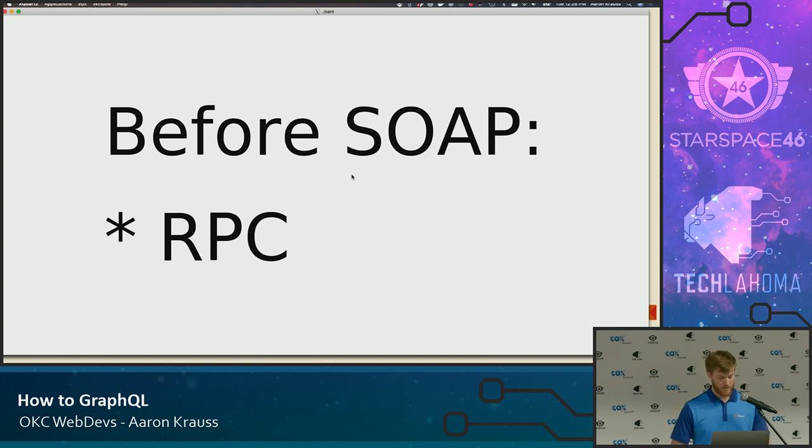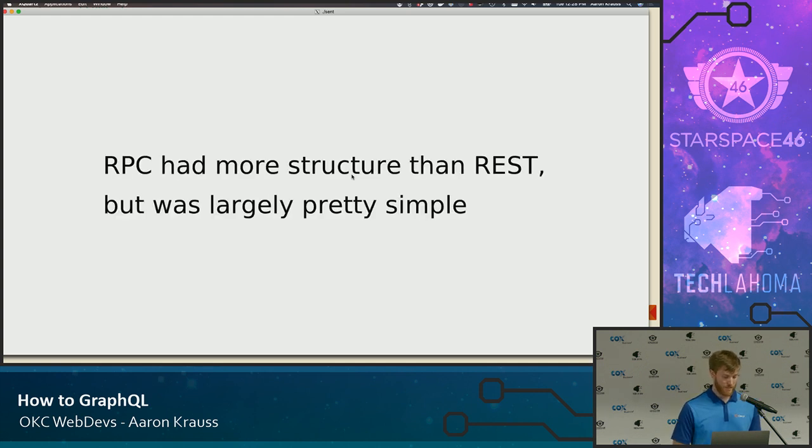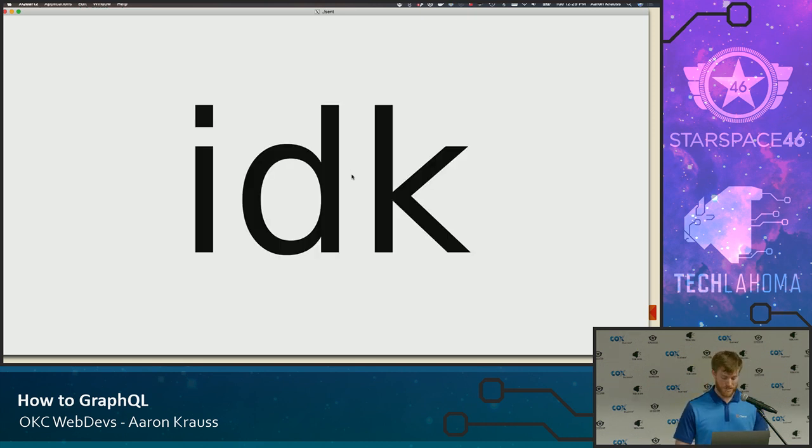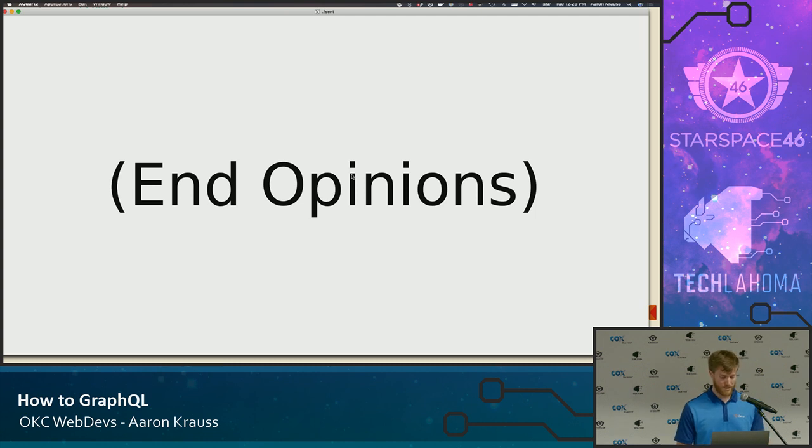I feel like anytime I mention GraphQL and SOAP together, everyone runs away, because it's a pretty bold argument to make. But the end argument is, as I mentioned about RPC, it had a little bit more structure than REST, but it was pretty simple. So will the next thing be a reaction to GraphQL being too complicated, too big of a thing? I don't know. We're probably going to use it for 10 years and it's going to be awesome, and then we'll probably find something else. I have no idea what that thing's going to be. But that's the end of my opinions. It's just a fun thing that I've thought about. Total opinions. I'm not saying any of that is fact whatsoever. You can throw your tomatoes at me now.